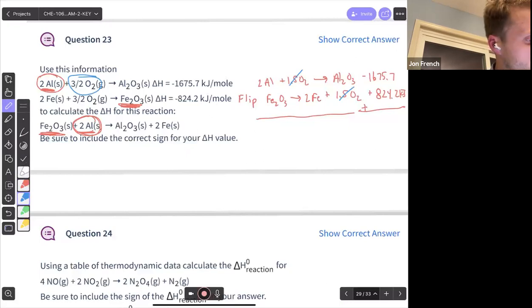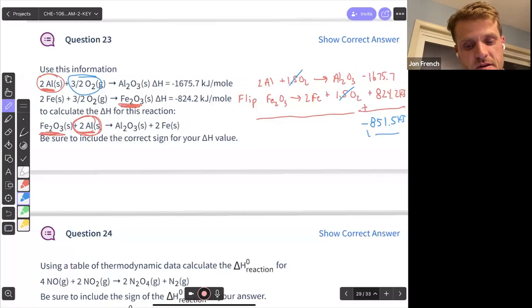All right, so 1675.7, 824.2. And I get a negative 851.5 kilojoules. Addition and subtraction. We have 1 decimal place. I need to have 1 decimal place in the final answer, right? So I should have 4 significant figures, 1 decimal place in that final answer, and it should be negative for question 23.